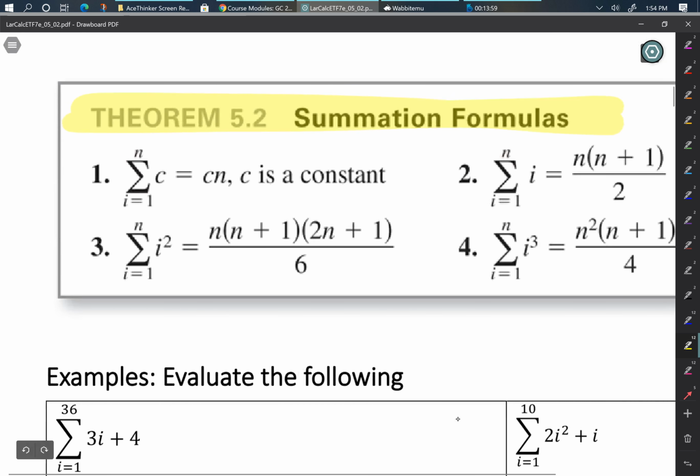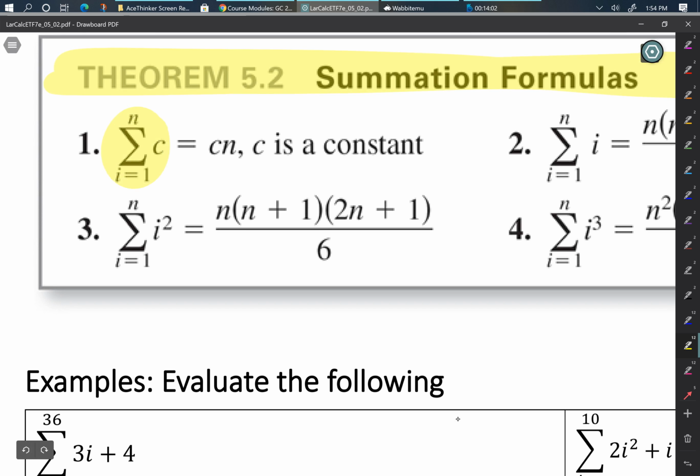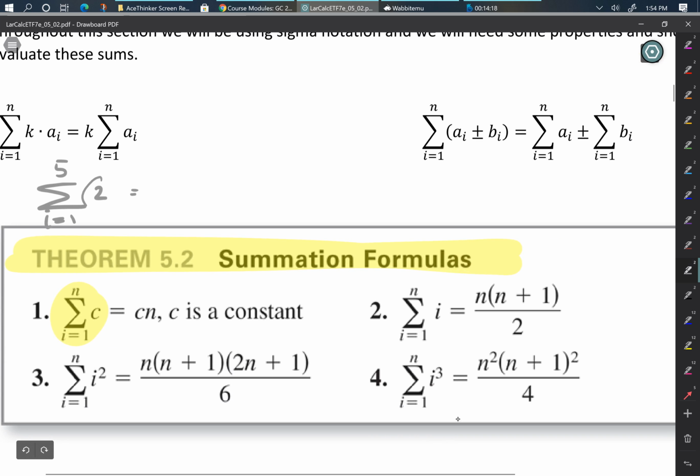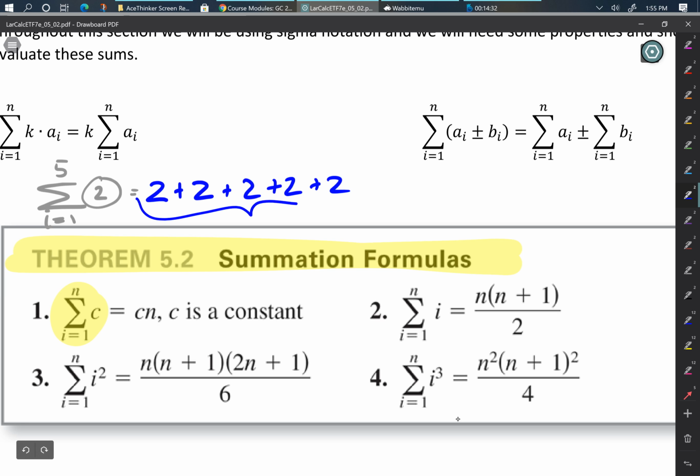Our first formula says that if your summation is always just a constant, then it's just the constant times n. Now you might be looking at it going, I don't understand. What if we had this? The summation as i goes from 1 to 5 of 2. Well, the formula says that the terms of the sequence are always just 2. So when i is 1, 2. Plus when i is 2, 2. Plus when i is 3, 2. Plus when i is 4, 2. Plus when i is 5, 2. And how many 2's is that? I gave it away there.